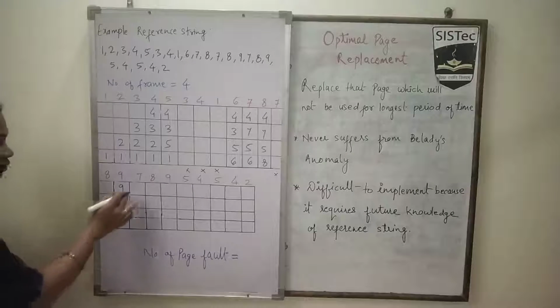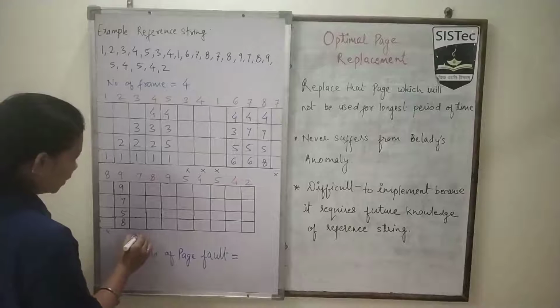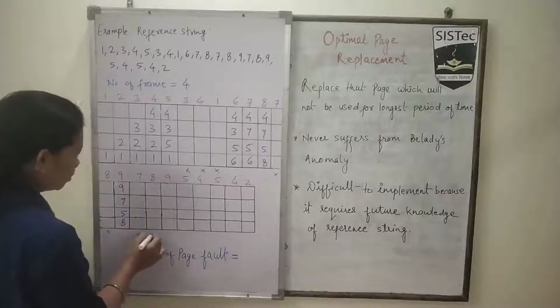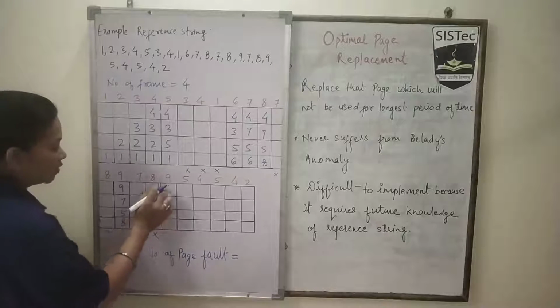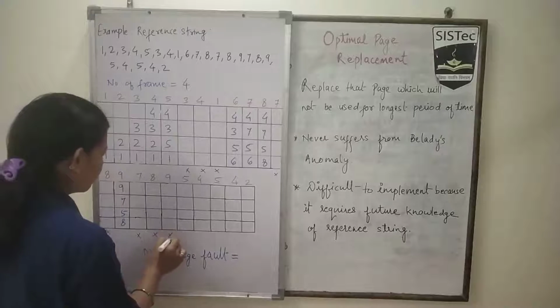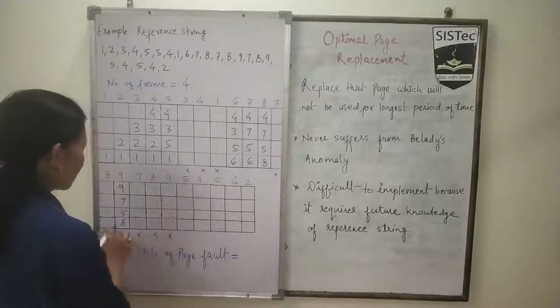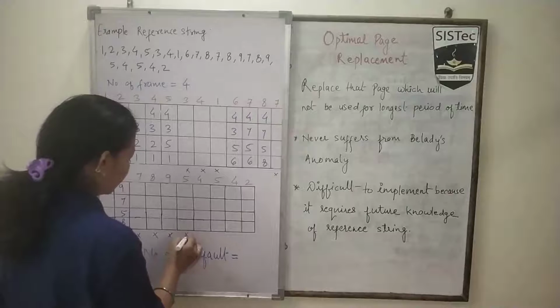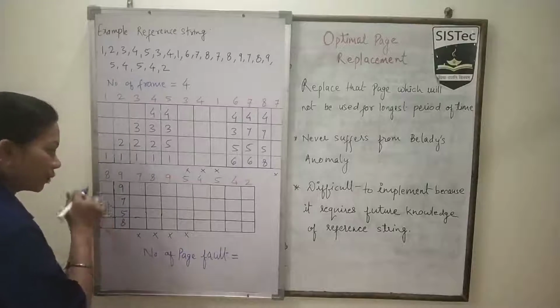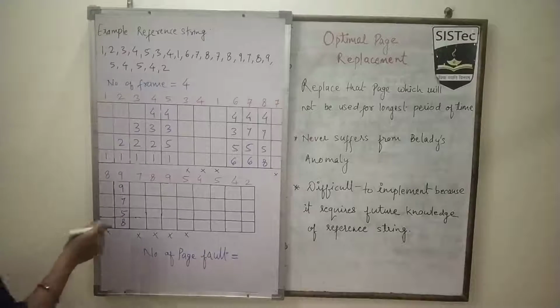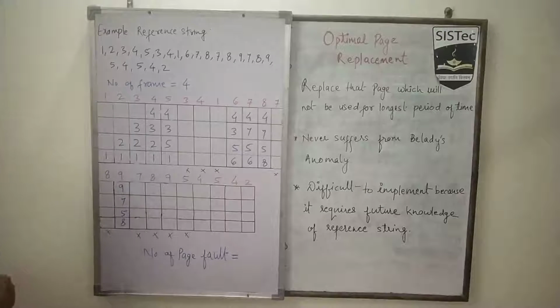Now next request is 7, which is already in the frame. Next request is 8, which is already in the frame. Next request is 9, which is also in the frame. Next request is 5, which is also already in the frame. Now next request is 4. Next request is 4 and all the frames are filled.